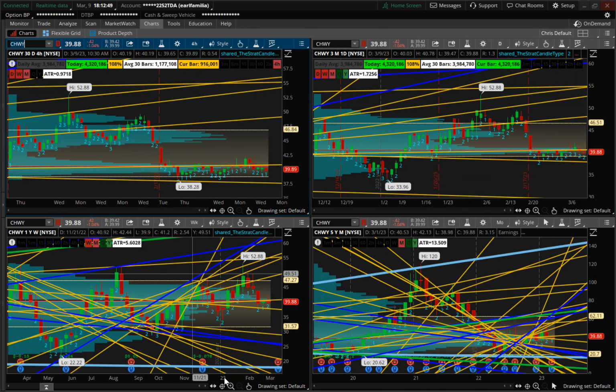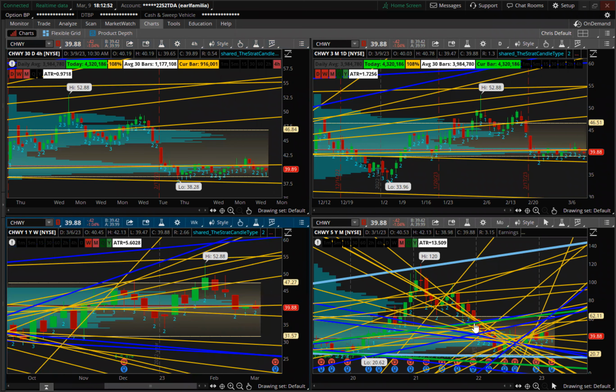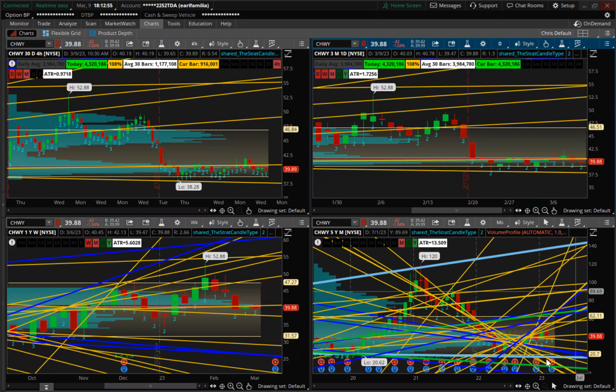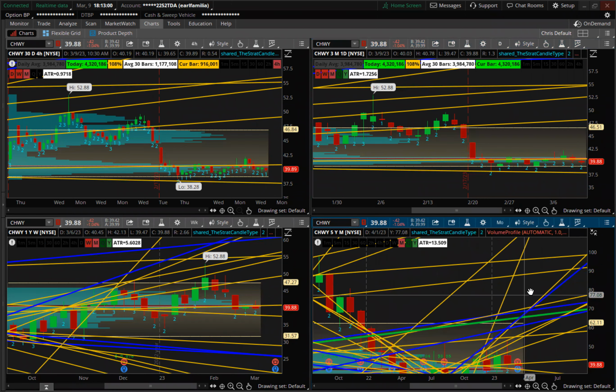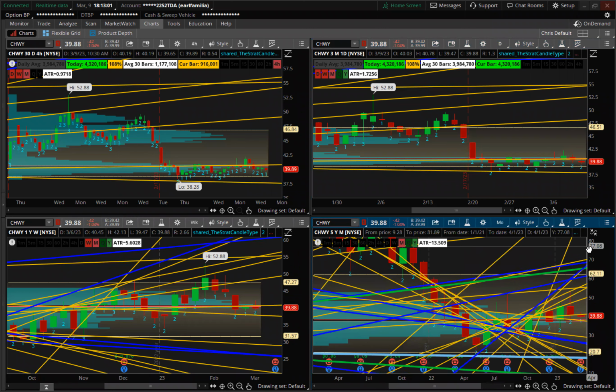Chewy also has a shooter on the week. Two down day, keep making lower lows. Maybe going that on the month eventually.